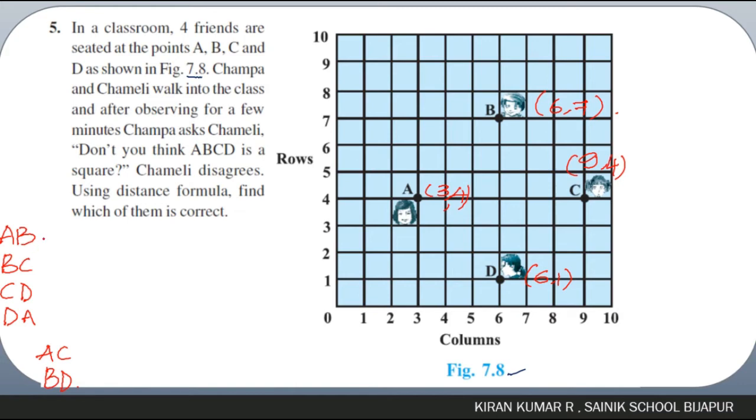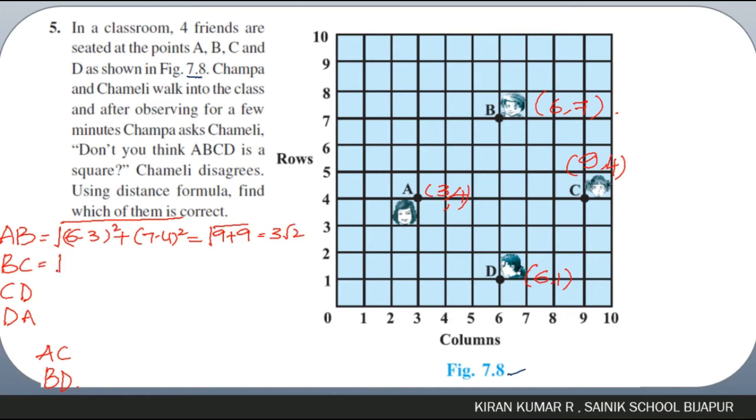The length of AB is given by root of, using distance formula, 6 minus 3 the whole square plus 7 minus 4 whole square. Therefore, it is root of 3 square is 9 plus 7 minus 4 is 3 square, again it's 9. We get root 18, it is 3 root 2.